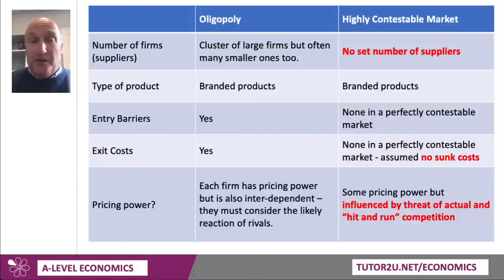The similarity with oligopoly is they produce branded products, that's key. But in a contestable market, the entry barriers are low and so too are the exit costs. We assume no sunk costs. Each firm has pricing power, but crucial point, I put it in red and bold: each firm is influenced by the threat of actual and hit and run competition. Hit and run competition is where a firm comes into the market, often short term, to try and take advantage of supernormal profits, and they may or may not be successful.